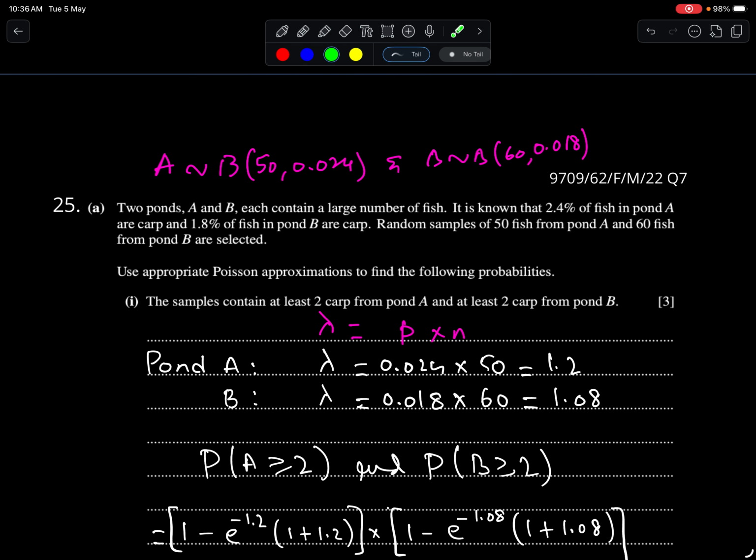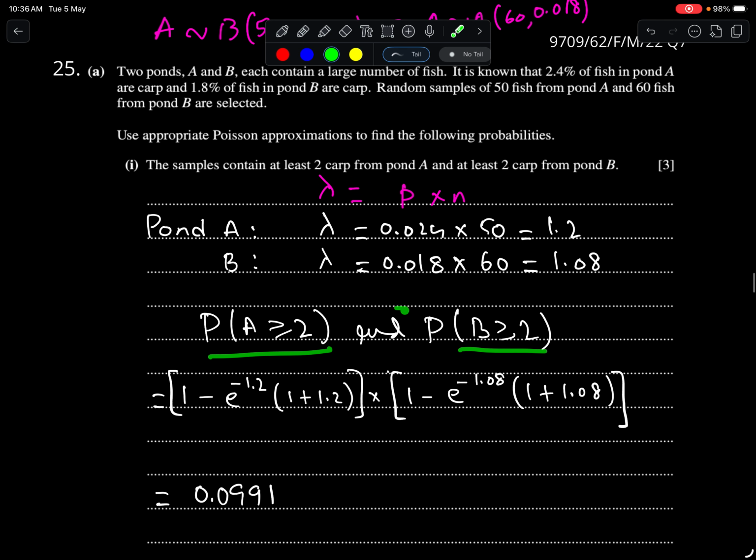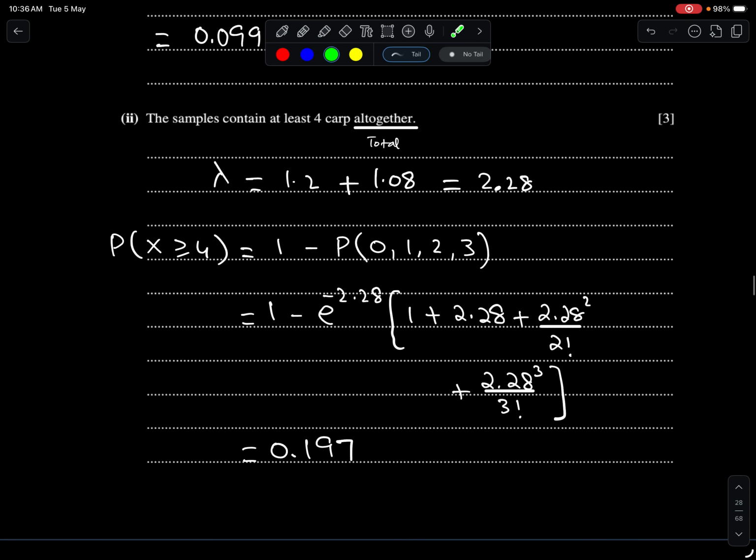Now the first part: use the appropriate Poisson approximation. The samples contain at least 2 carp from pond A and at least 2 from pond B, and that means multiply. For at least 2 we write 1 minus P(0), P(1). This is here for A and this is here for B. And this is up to 3 significant figures.